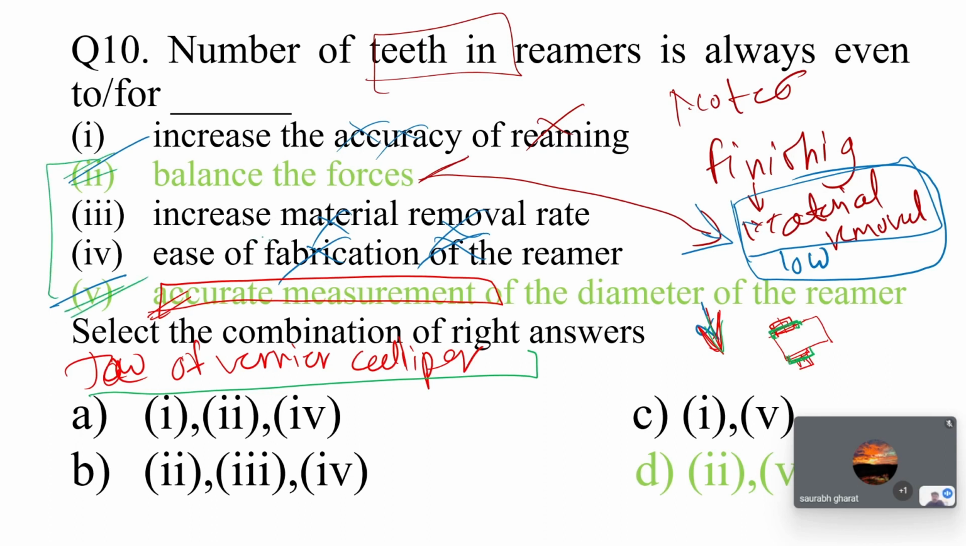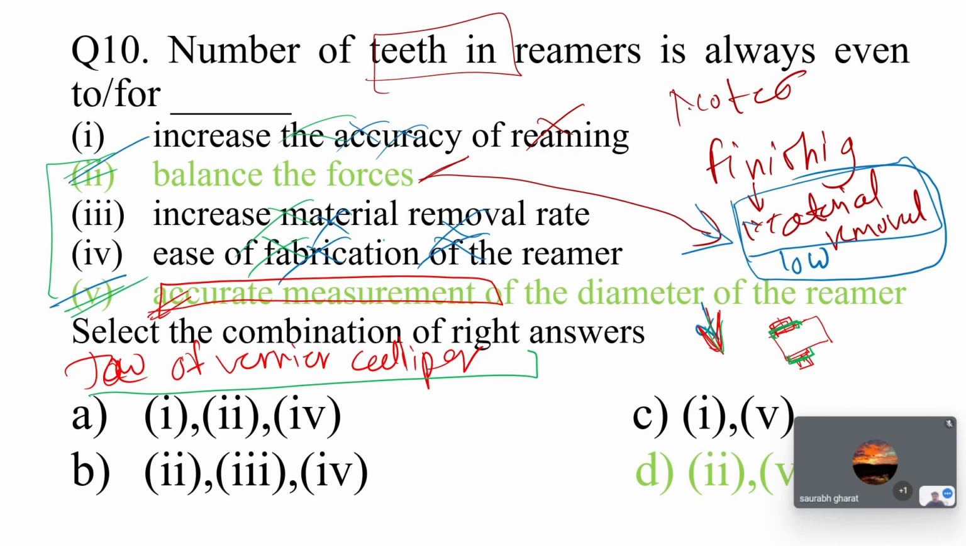Ease of fabrication is not a concern. Ease of material removal is completely wrong, and increased accuracy of reading is not a concept of number of flutes. So the answers are balancing the force and accurate measurement, because the jaws of the caliper fit correctly to give an accurate measurement.